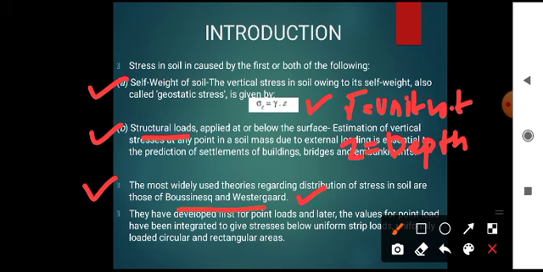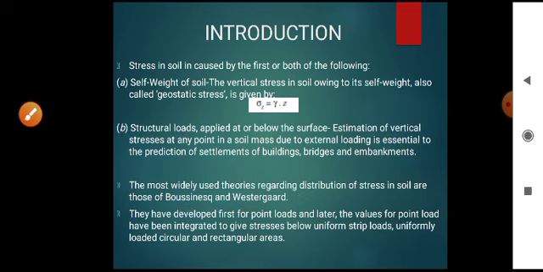These researchers developed the solutions first for point loads, and later the values for point loads were integrated to give the stresses beneath a uniform strip load, a uniformly loaded circular area, and rectangular areas.